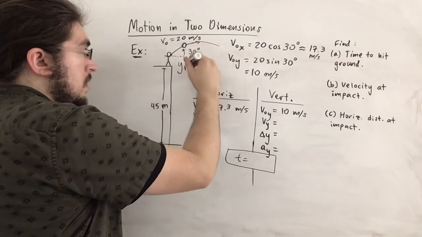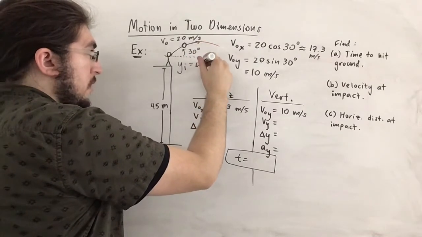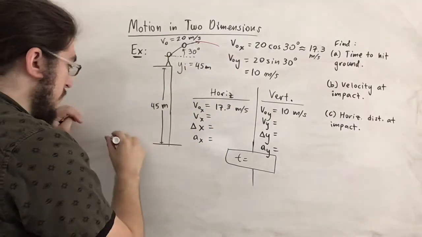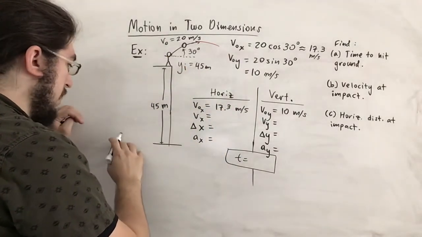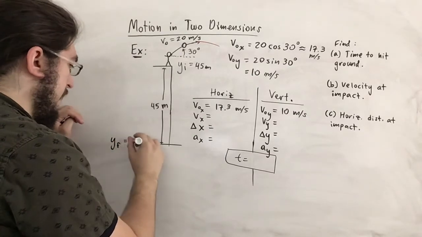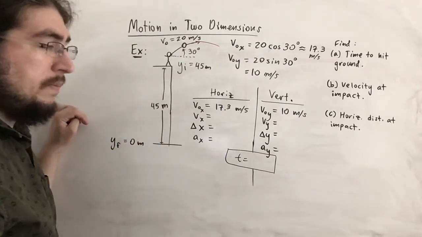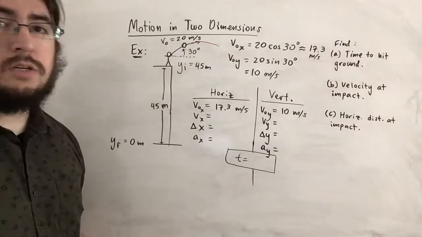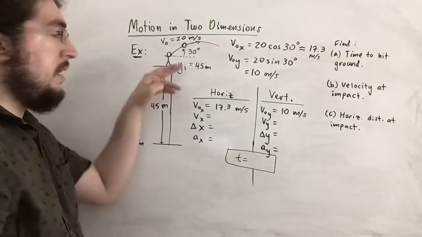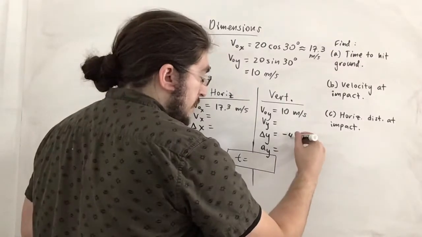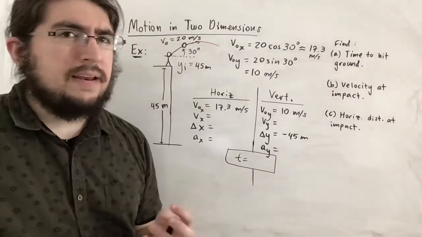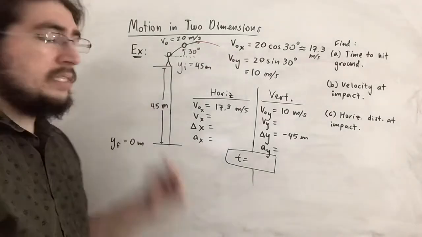But here's the way I want to think of this. Our initial y value is 40 meters above. And then our final y value is going to be, well, it's going to be here. It's going to be 0 meters above ground because we're going to be at ground level. So remember that it's final minus initial for delta y. So 0 minus 45 is indeed negative 45 meters.